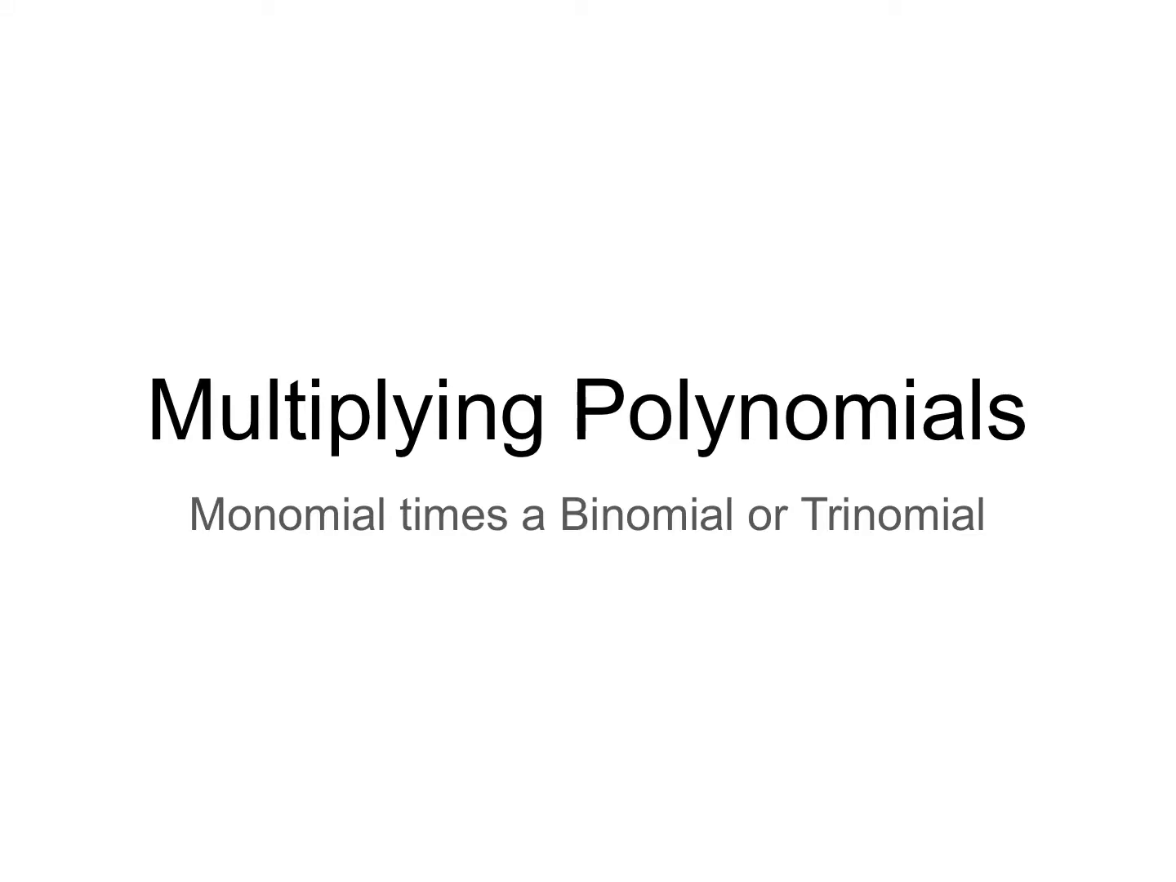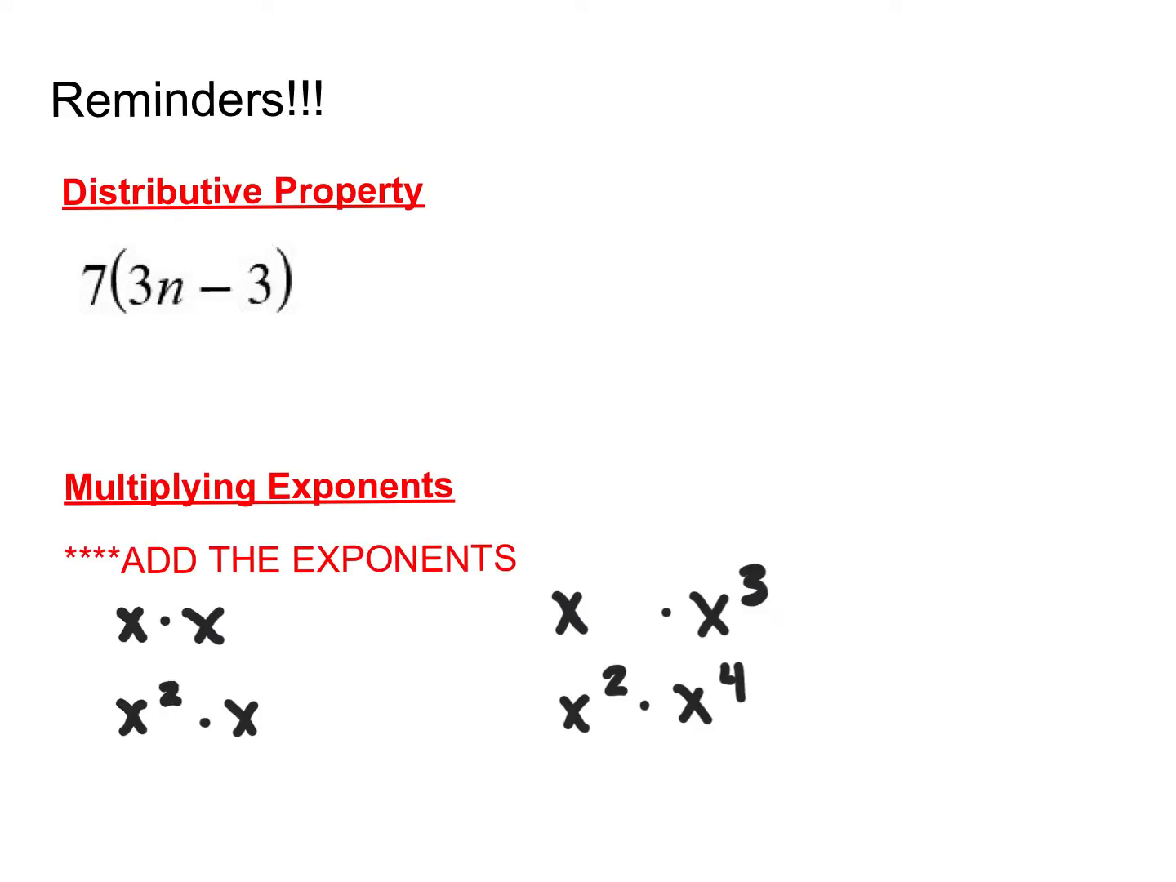In this video, we are going to review multiplying polynomials, including a monomial times a binomial and a trinomial. First, let's review examples where we have a monomial times a binomial. First, let's review some of our key properties we're going to need for this section.